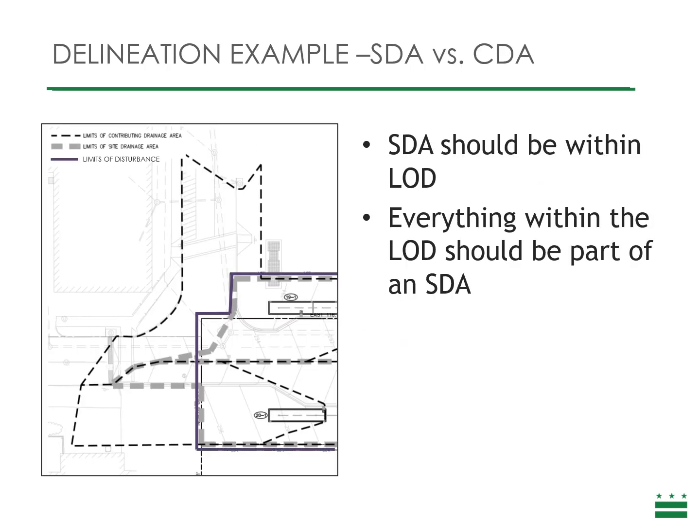This next example shows a common mistake of site drainage areas and contributing drainage areas. The dotted black line shown here is the limits of the contributing drainage area. So this is what drains to the BMP here, and then this one. The thick gray dotted line here is showing the site drainage areas. The purple line here is showing the LOD. Now there are 2 things wrong with this example.